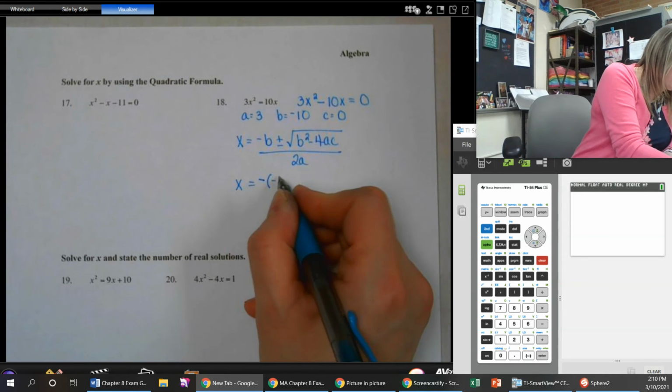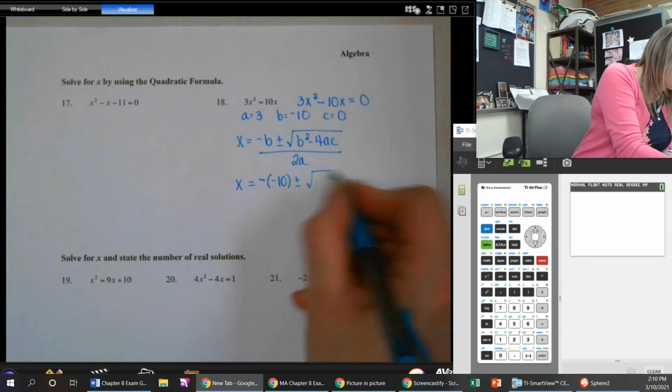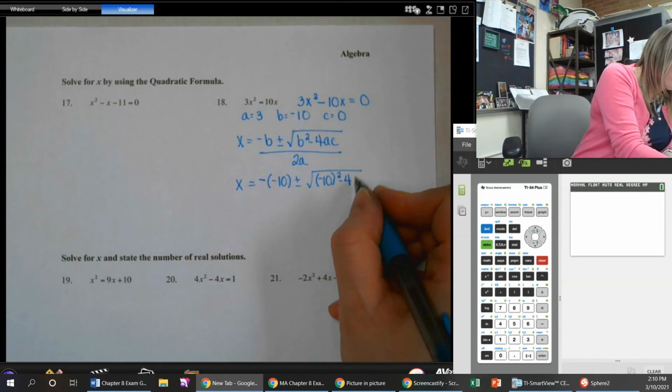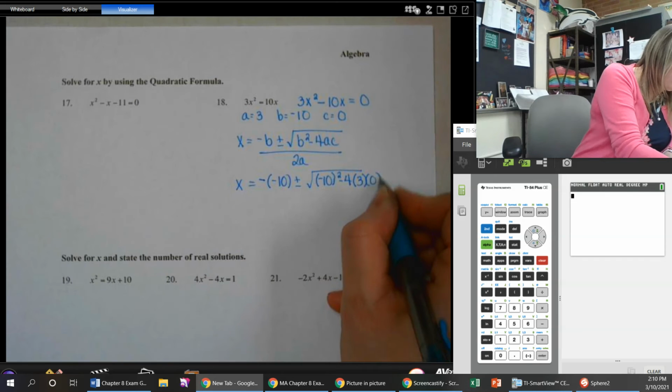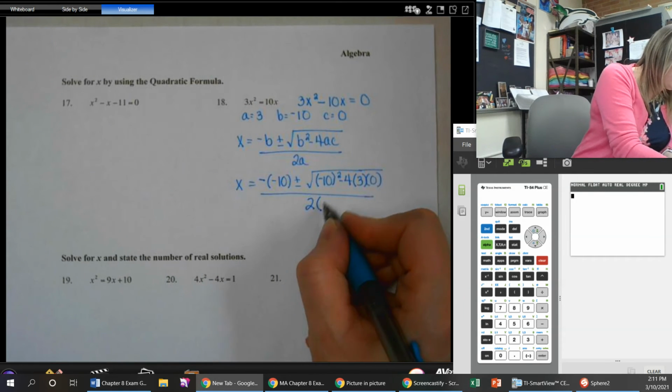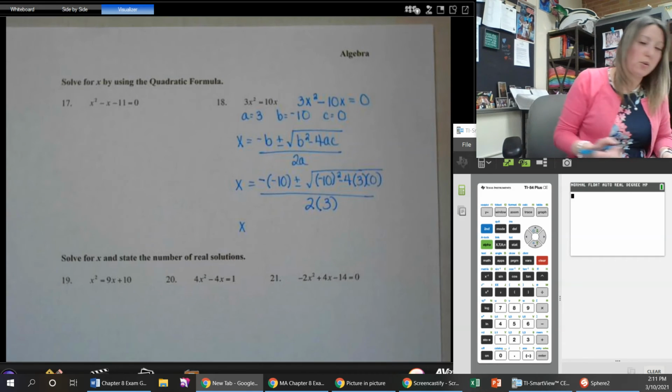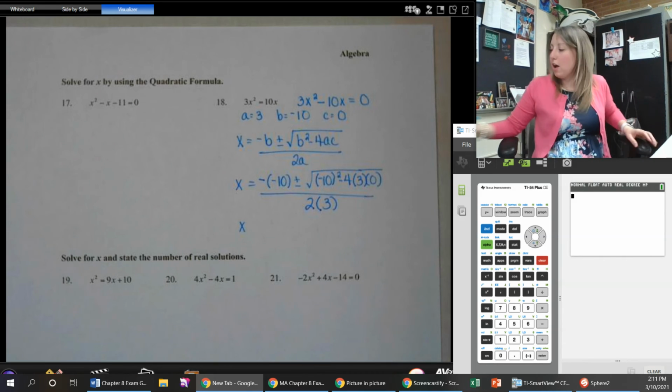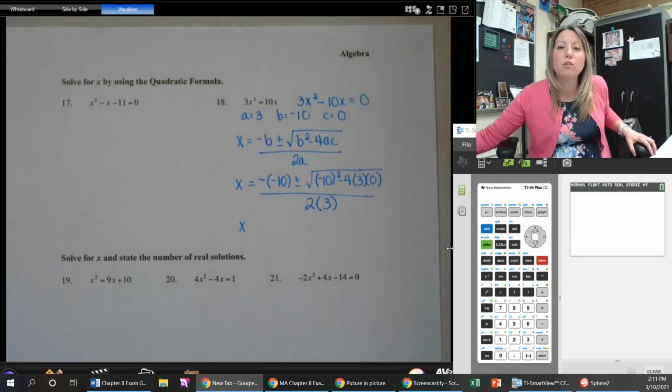So negative of negative 10 plus and minus the square root of negative 10 squared minus 4 times 3 times 0, all divided by 2 times 3. So I wrote a little big there. I'll do the simplifying right here on my graphing calculator for you. So I'm going to simplify the discriminant right here.